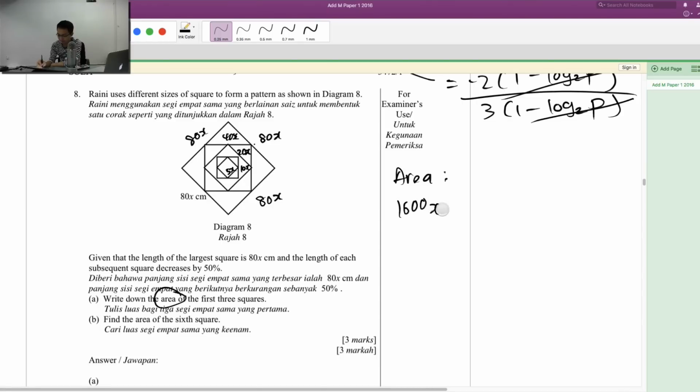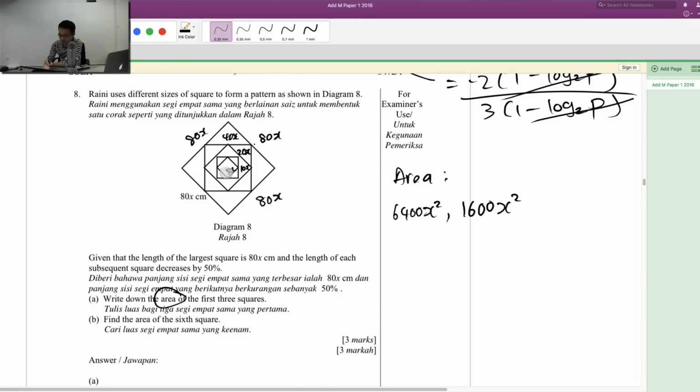1600 x squared. Okay, so for the second one is 40x, 40x. What happens to my math? 80 is 6400 x squared. And then the next one is 40 by 40. So basically the next one is 1600 x squared.